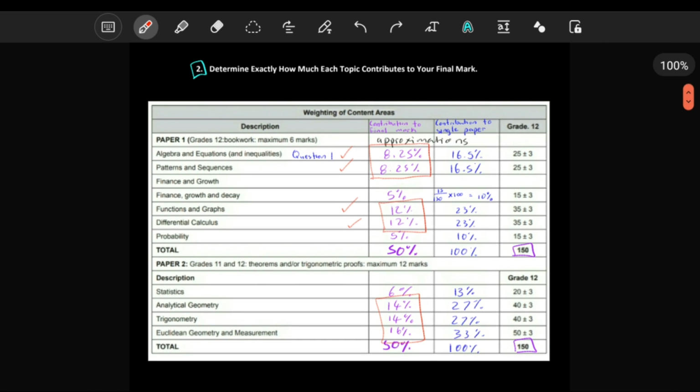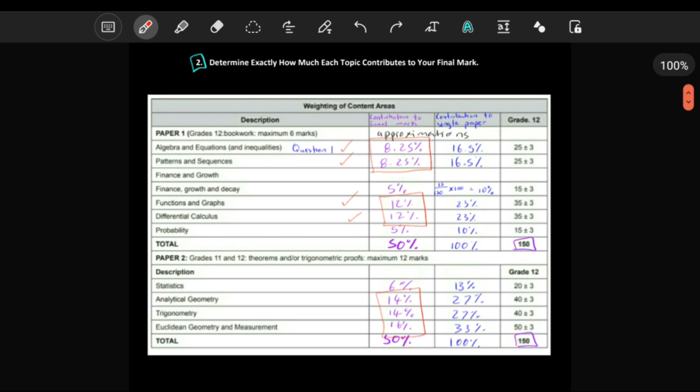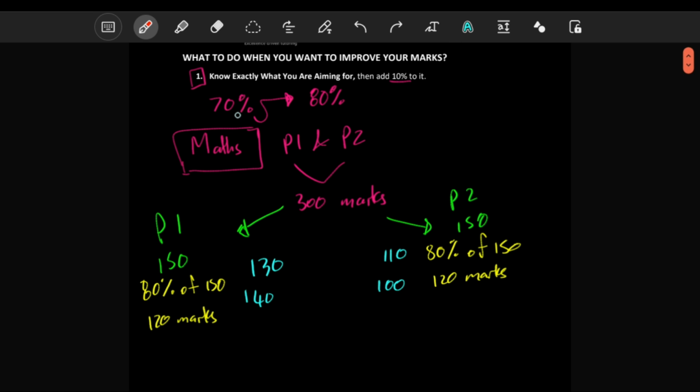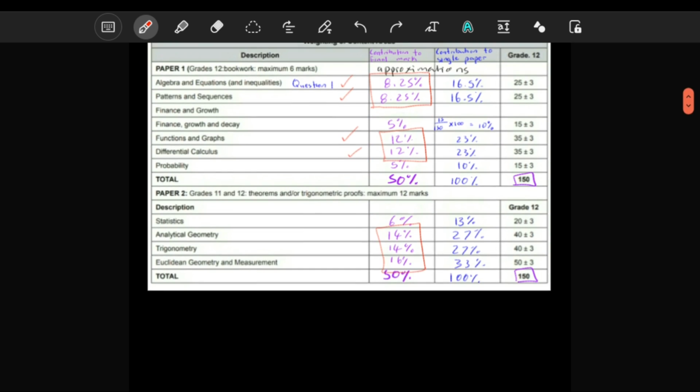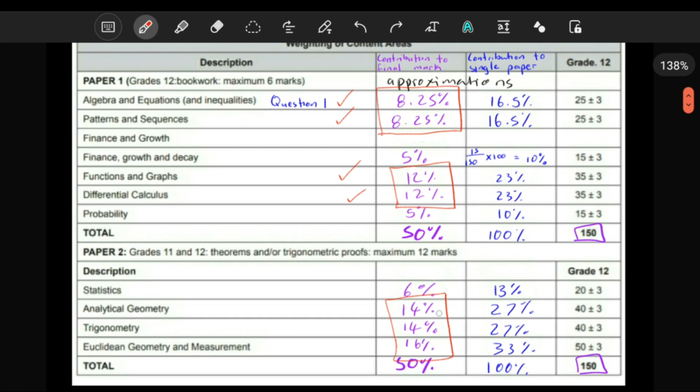So here, if you're going to be aiming for a specific mark, you need to know exactly how much each topic contributes to your final mark. Again, if you're aiming for like a 70, you need to act as though you're gunning for 80. And then you need to know that, okay, these are my major topics. These 3 here, 1, 2, 3, and then 1, 2, 3, 4, 5, 6, 7. These 7 topics that I've just ticked here are what are going to make a difference in terms of how much work you put in.